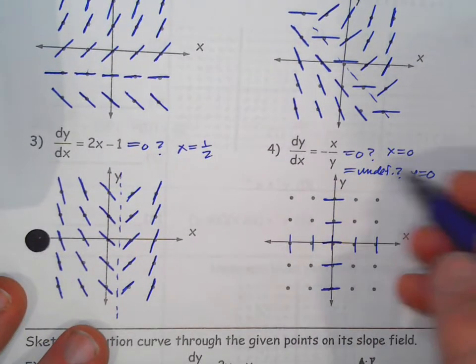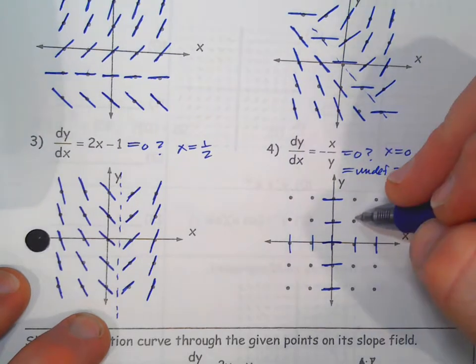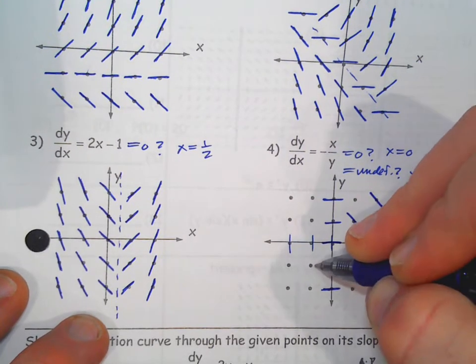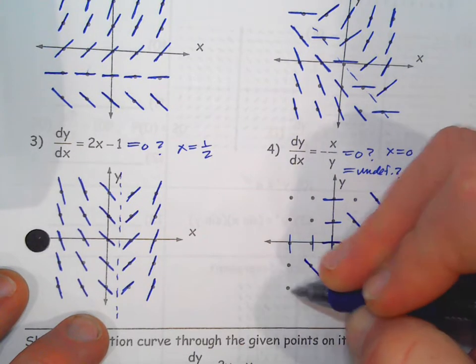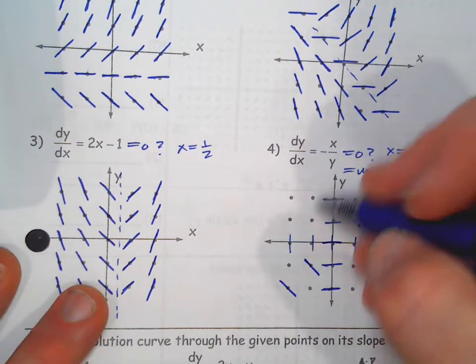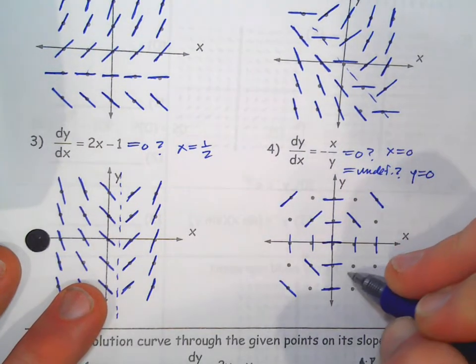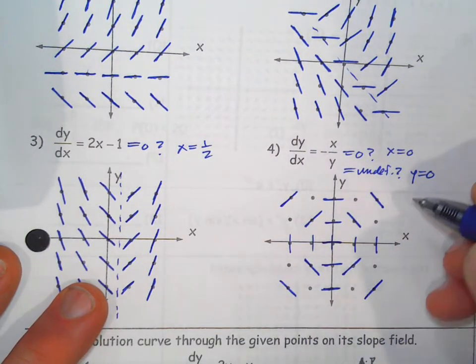But there's probably also some kind of symmetry. 1, 1, slope of -1. 2, 2 has a slope of -1. -1, -1 has a slope of -1. So on these diagonals, -1, 1 is going to have a slope of +1.